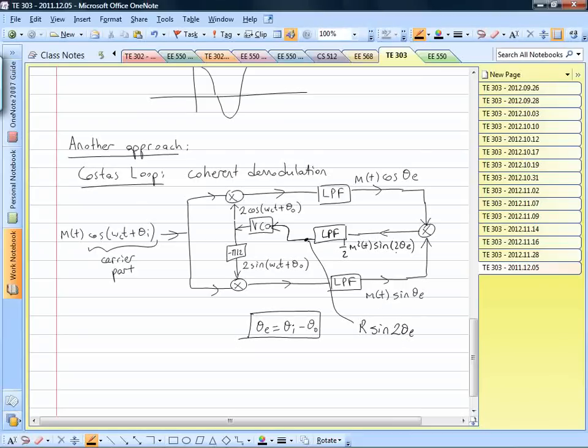You can see that the m squared t at the input of the low pass filter again has a low pass component, which comes out like this.